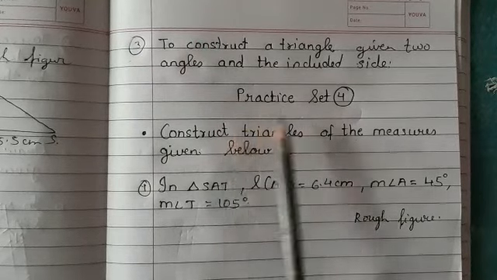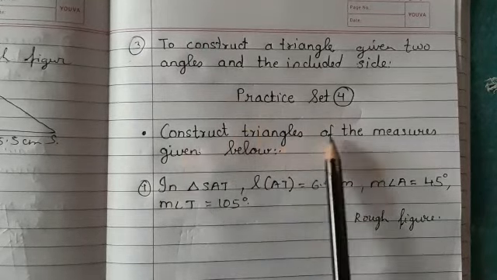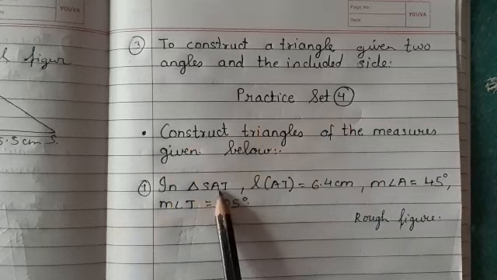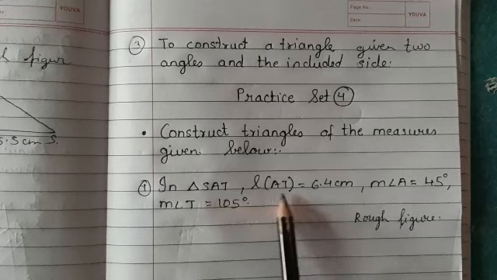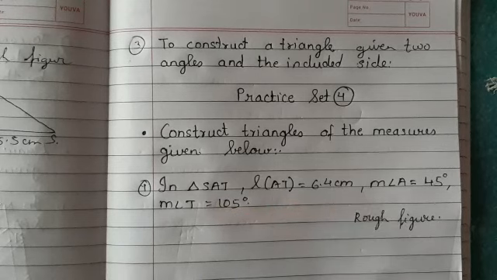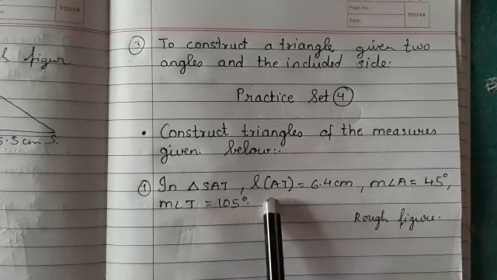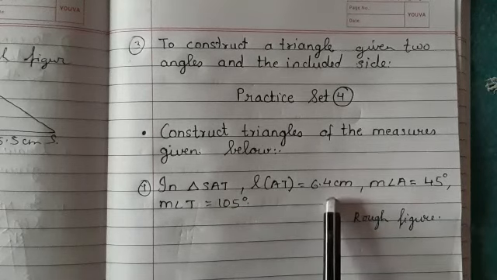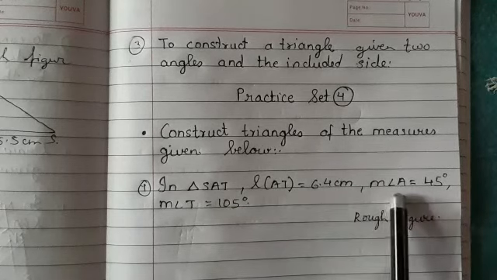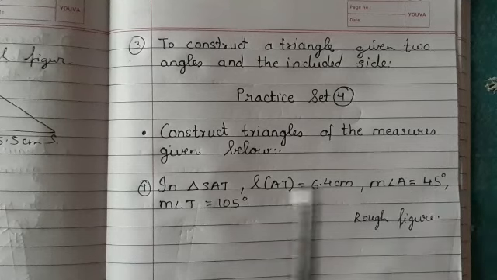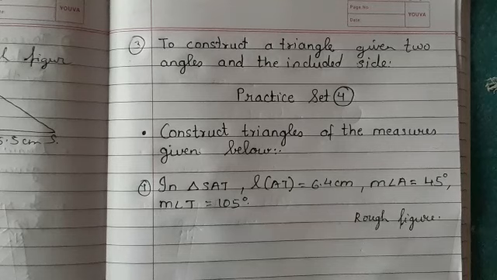So here is practice set 4. Construct triangles of the measures given below. In triangle SAT, so what is the triangle's name? Yes, triangle's name is triangle SAT. Length AT is equal to 6.4 centimeter. So they have given us one side. Its name is length AT and measure is 6.4. Measure angle A is equal to 45 degree and measure angle T is equal to 105 degree.